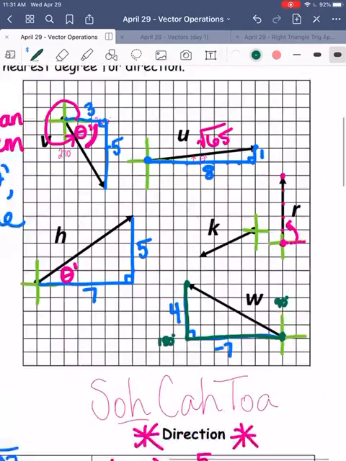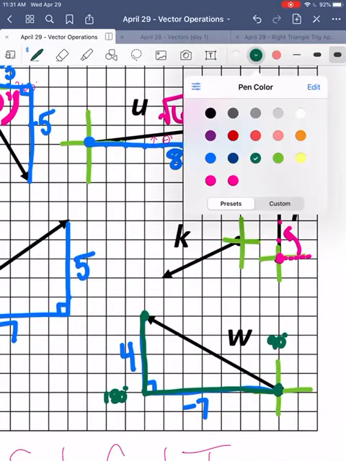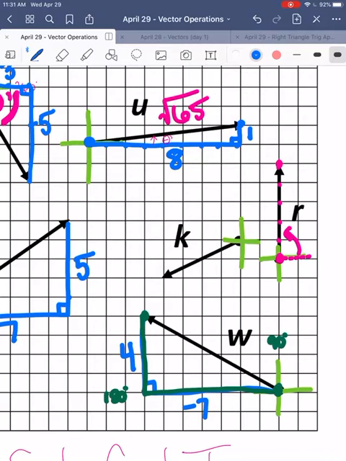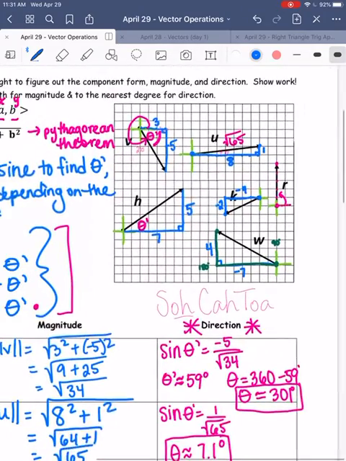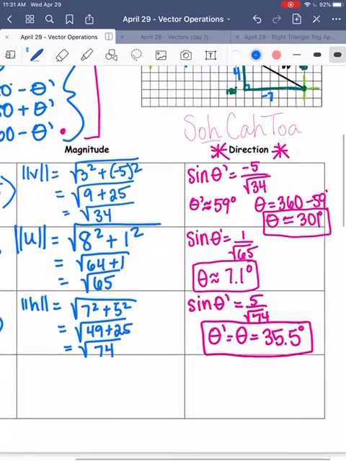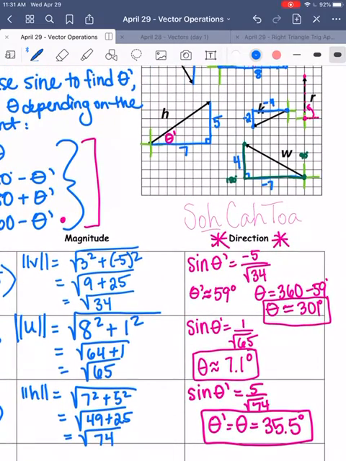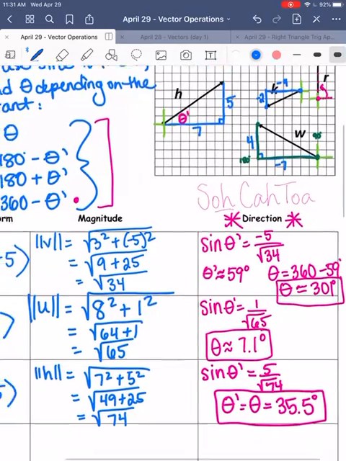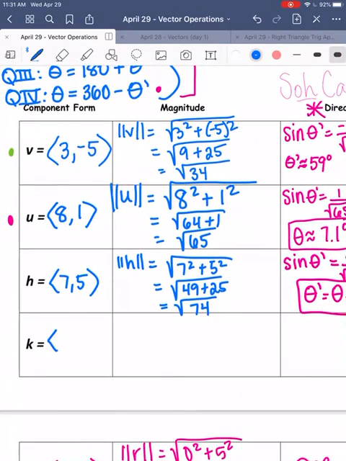All right, so let's discuss K. We're going to start here. We're trying to get to this point here. Okay, so we want to go right or left first, so we have to go left. So what kind of number should that be? That should be a negative. So how many? 1, 2, 3, 4, and then we go down. Down is also negative. Okay, so our components should both be negative, and that should make sense to y'all because remember in quadrant 3 both of the x and the y values are negative. Okay, so that should be negative 4, negative 2.